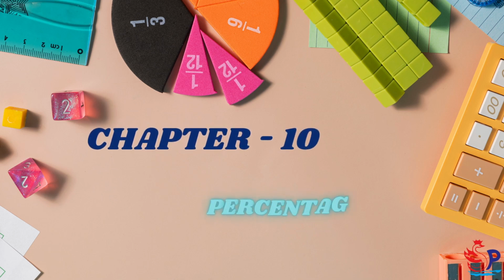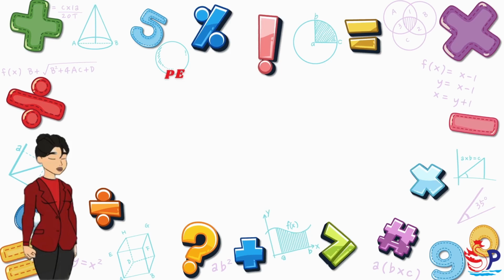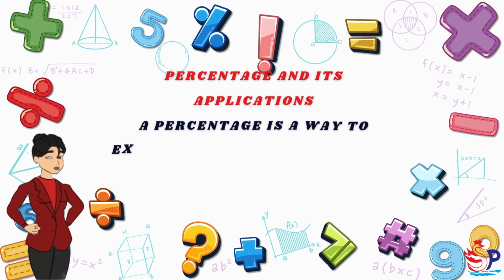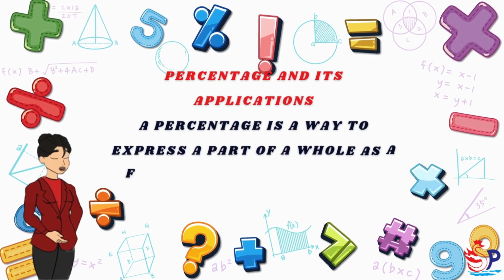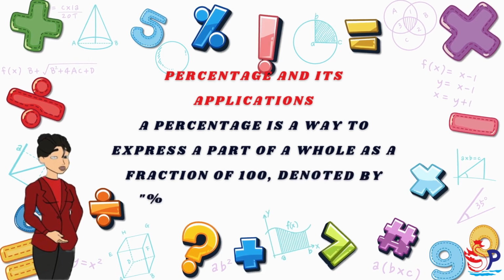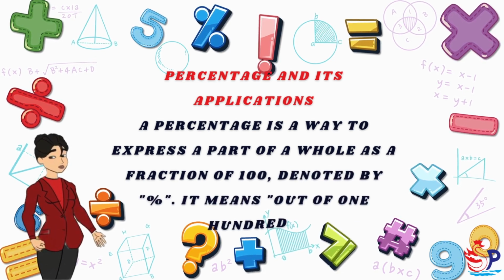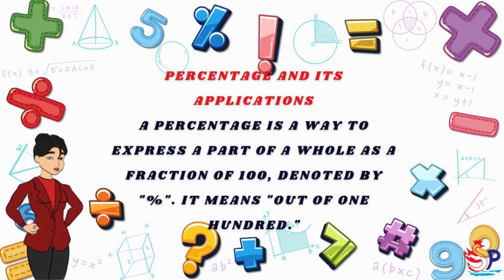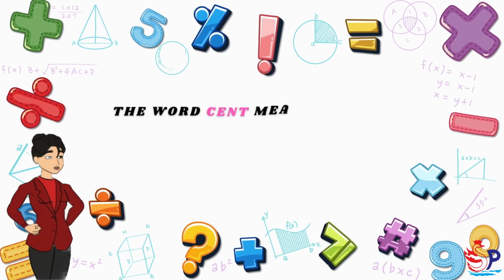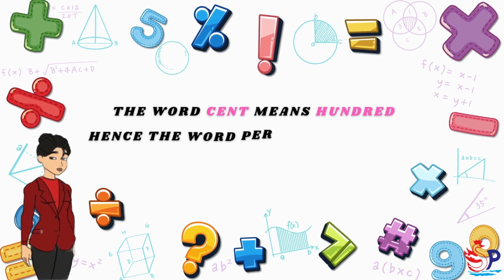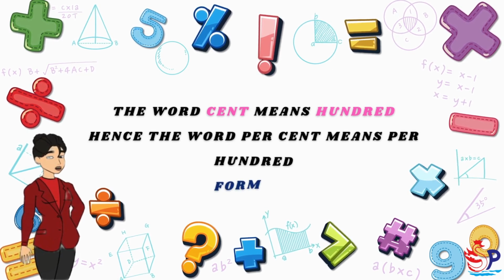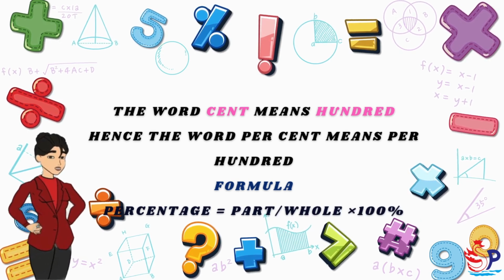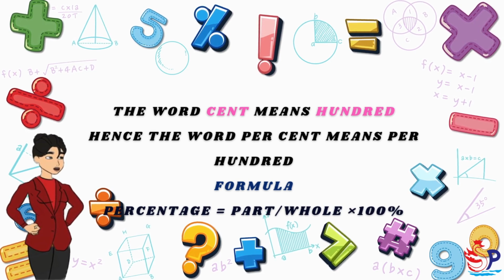Chapter 10. Percentage and its applications. What is a percentage? A percentage is a way to show a part of a whole as a fraction of 100. The symbol for percentage is %. It means out of 100. Origin of the word: cent means 100, so percent means per 100. Formula for percentage: Percentage is equal to part by whole multiplied by 100%.